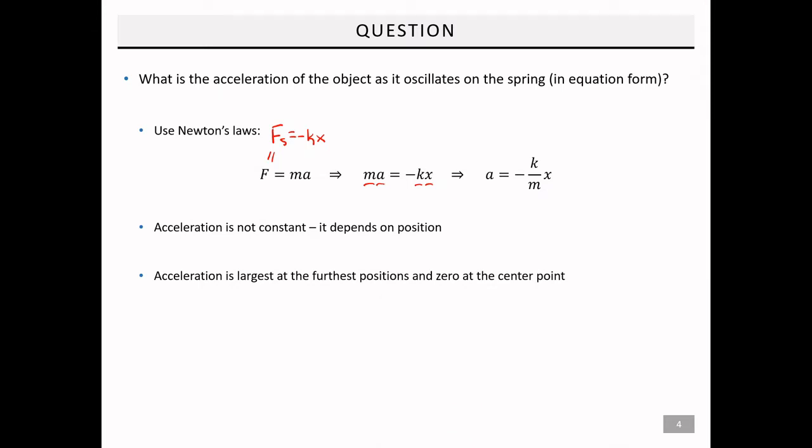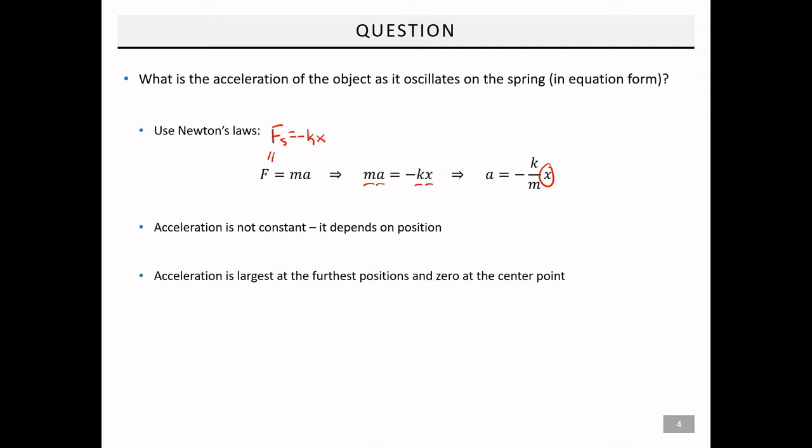Notice that in this equation, the acceleration is not constant because acceleration depends on x. As the object moves back and forth, obviously the position is changing, so that tells us that the acceleration the object feels is also changing. Note that this is very different than acceleration in the context of, say, gravity, where an object falls to Earth at a constant acceleration of negative 9.8 meters per second squared. This tells us that spring motion is going to be very different from gravitational motion in terms of the equations that we're going to be using to describe it.